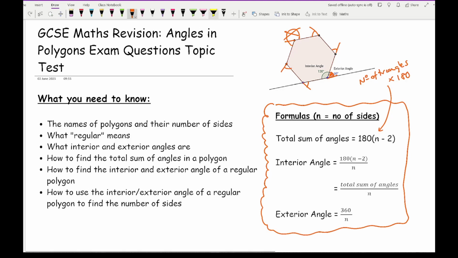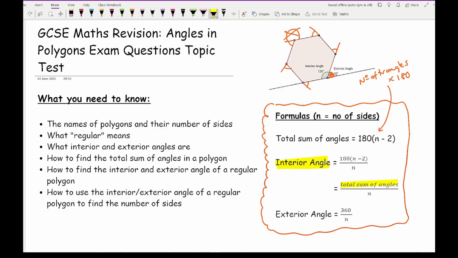The next thing is the interior angle. To work out the interior angle, what you've got to do is work out the total sum of angles, which is the formula of 180 multiplied by n minus 2, and then you divide that by the number of sides, and that'll tell you what the interior angle of a regular polygon is going to be.